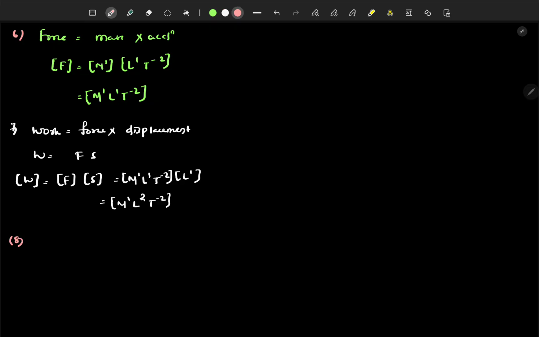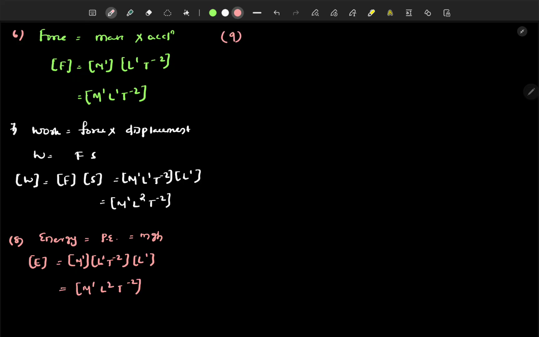Next is energy. You may choose any type of energy. Suppose let us take an example, potential energy. Its formula is mgh, and potential energy is denoted by U. The energy dimension is equal to the mass dimension M1, then acceleration due to gravity, one type of acceleration, that is L1 T minus 2, then h means height, which is L1. So our answer will be M power 1 L power 2 T power minus 2. This is your answer.